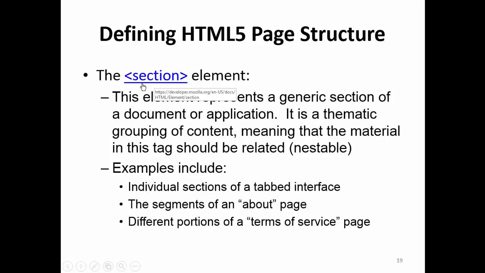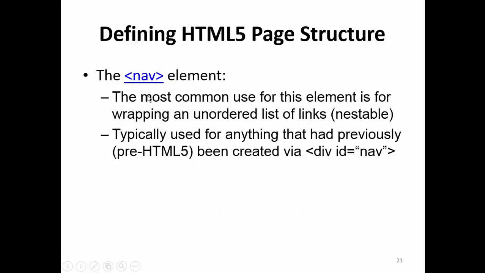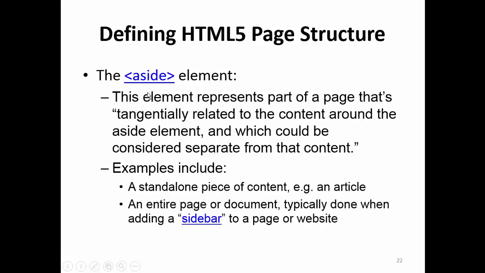Sections are generic sections of a document or an application. Articles are articles. Nav is typically going to be used for wrapping up an unordered list of links. So in other words, it's going to be for your navigation that's at either the top of the page or down the side of the page. Aside is literally for that.